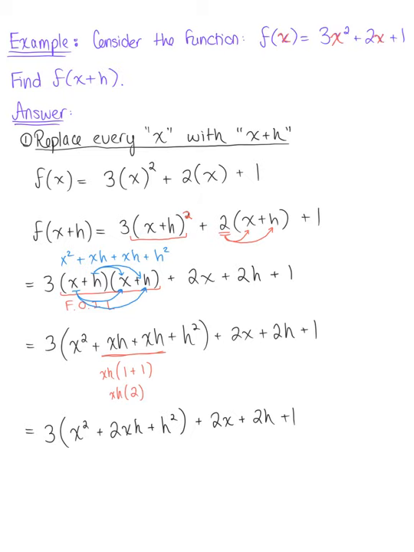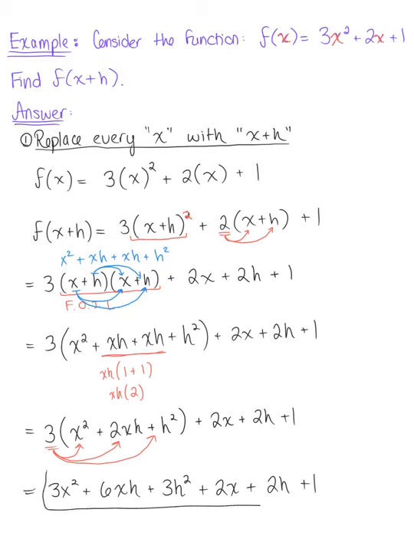And then last but not least here, we can distribute this constant 3 through to each term. So this will be 3 times x squared, 3 times 2xh, and then 3 times h squared, which leaves us with 3x squared plus 6xh, because 2 times 3 is 6, and then plus 3h squared plus 2x plus 2h plus 1. And since no like terms remain, this is our beautiful final answer.